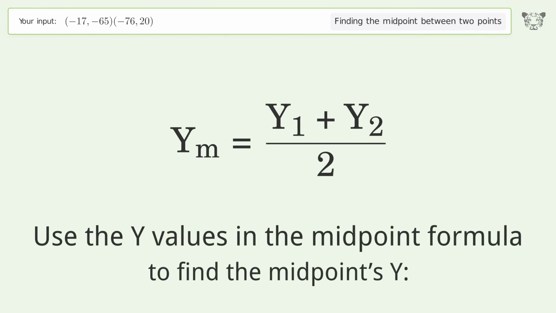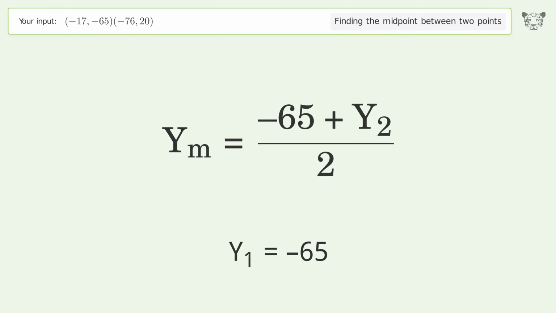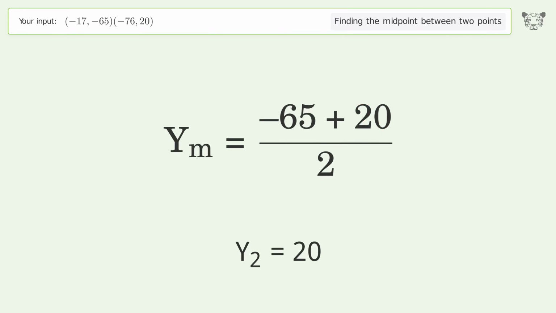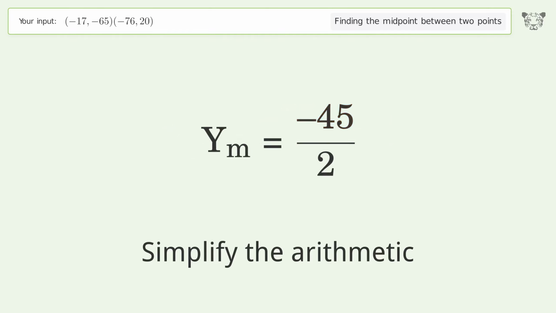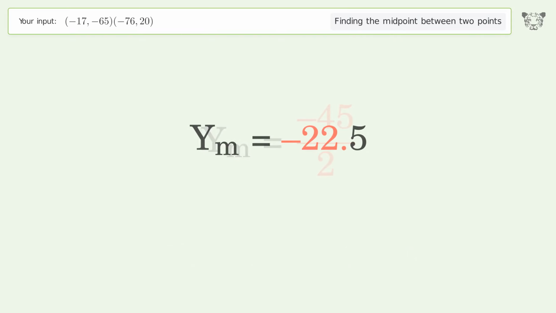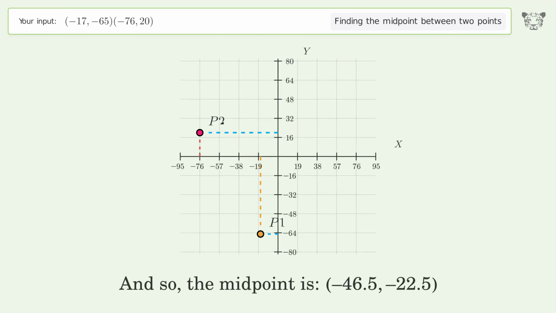Use the y values in the midpoint formula to find the midpoint's y. y1 equals -65. y2 equals 20. Simplify the arithmetic. And so, the midpoint is -46.5, -22.5.